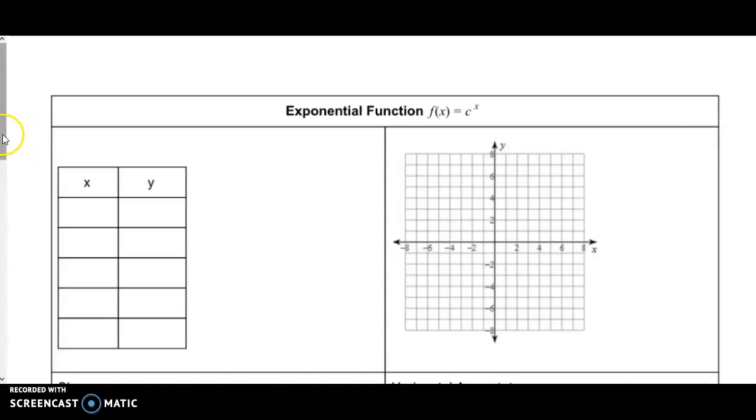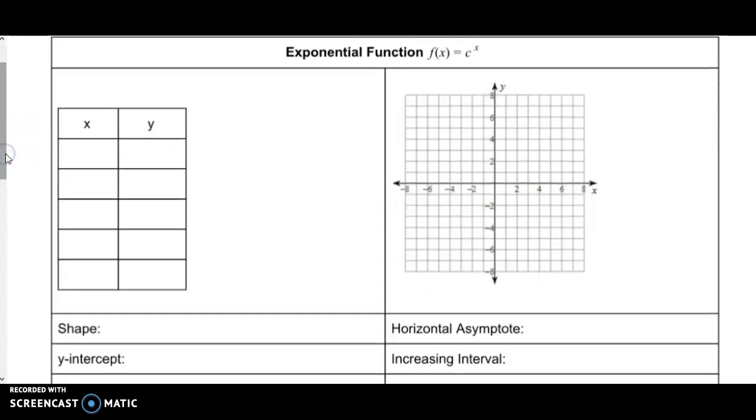All right, two more parent functions to talk about. The next one is our exponential. So notice it has this c here, and x is actually an exponent. So notice the word exponent in exponential. That means you can have any number you want for c. So c is a constant. So c is going to equal a number.